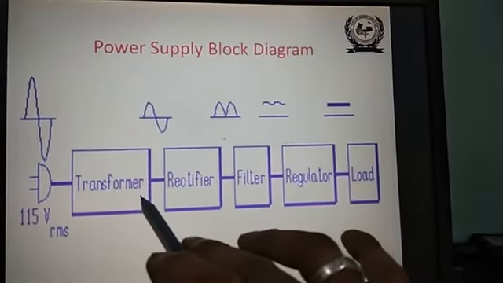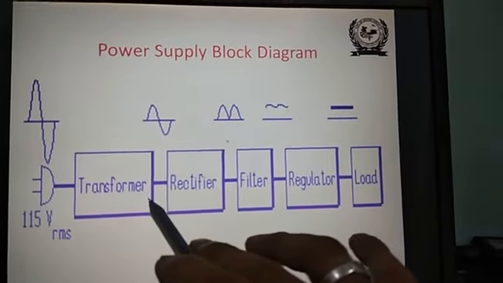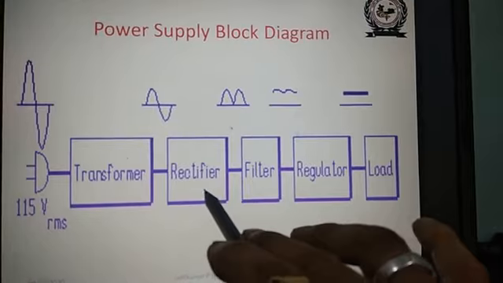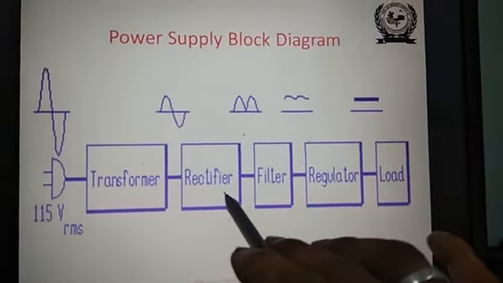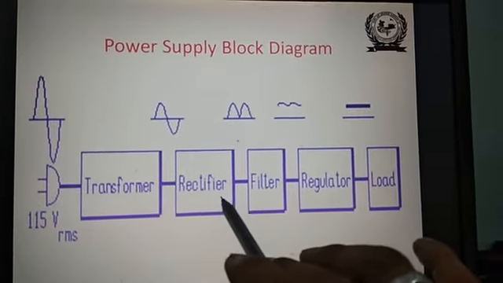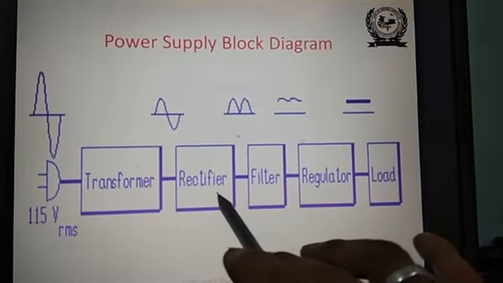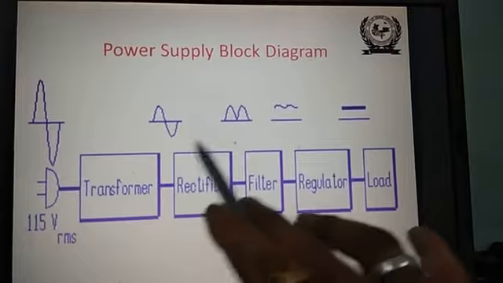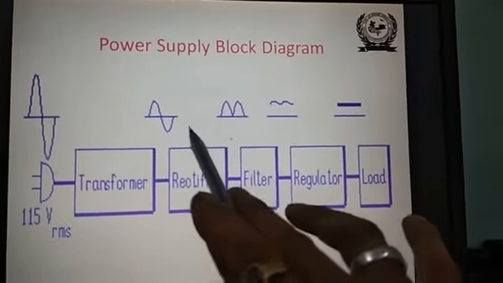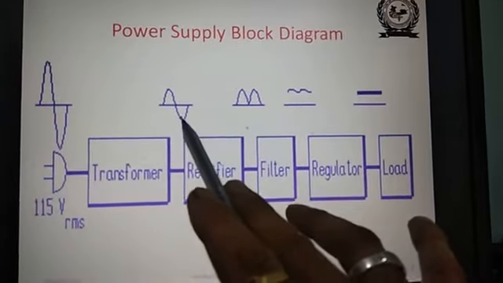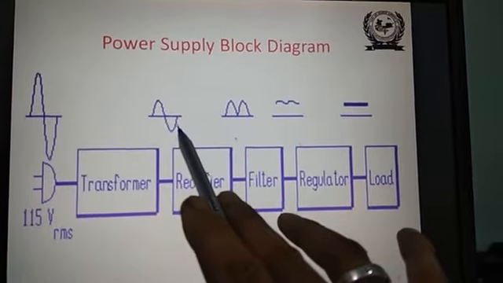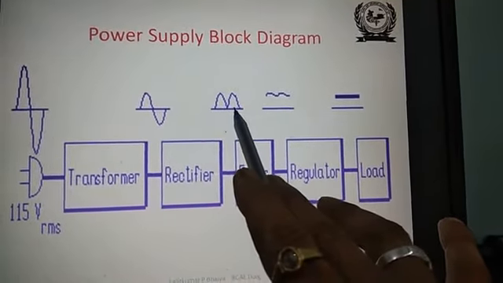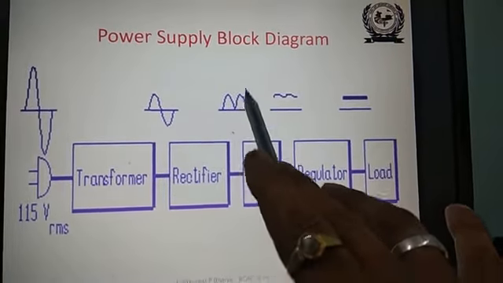Then the output of the transformer, that is the secondary of the transformer, is connected to the rectifier. We have also seen the rectifiers: half wave rectifier, full wave rectifier and bridge rectifier. The function of the rectifier is to convert this AC into pulsating DC. You can see this waveform. This is the secondary of the transformer, step down, and this is the full wave rectifier output where the complete wave is rectified.